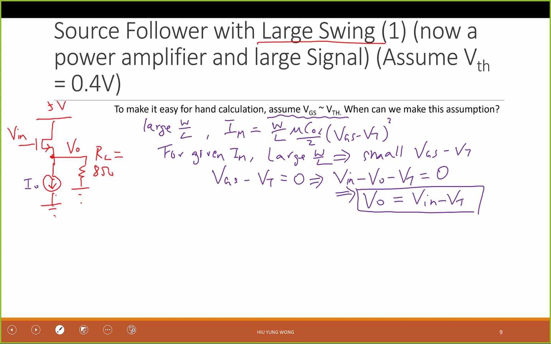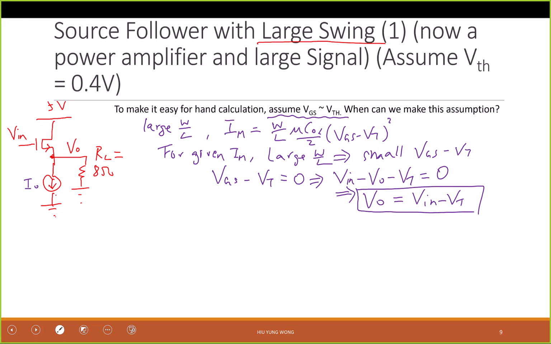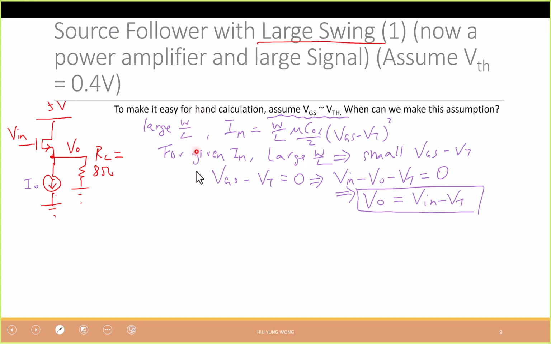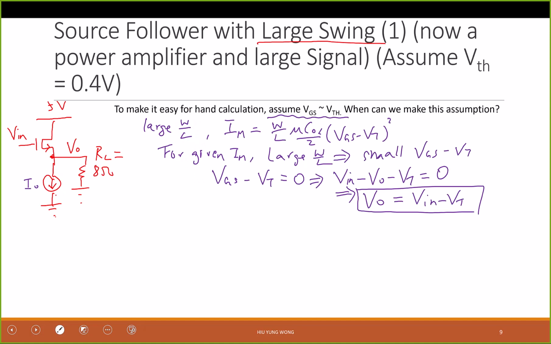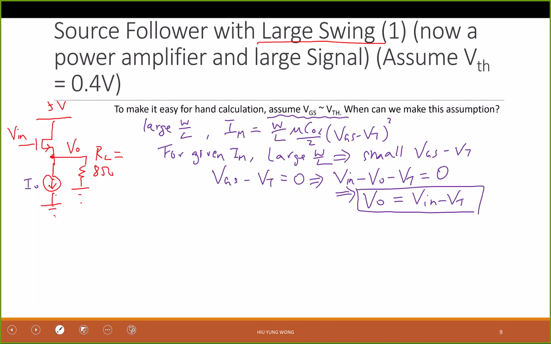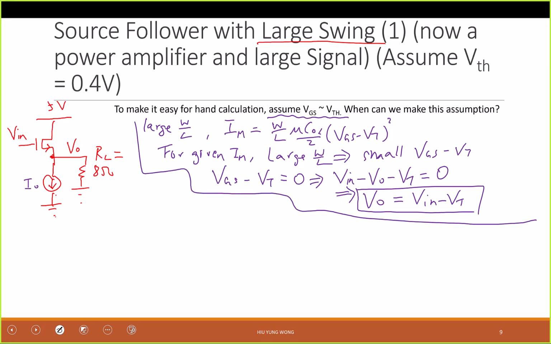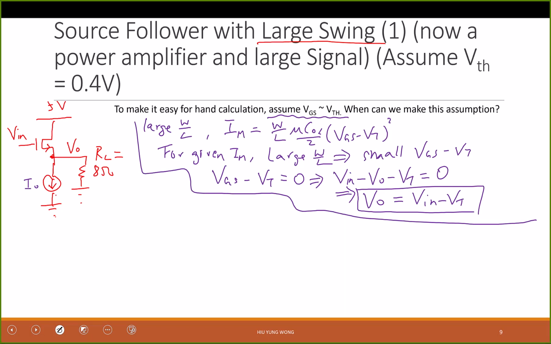It's still large, but now it is large signal. Is this valid? Not exactly, but pretty close, as long as we have a large W on L, and as long as the biasing condition is still keeping it in saturation. Just like in your transistor lab, right? So you can check this if it doesn't work. So let's look at a few scenarios.